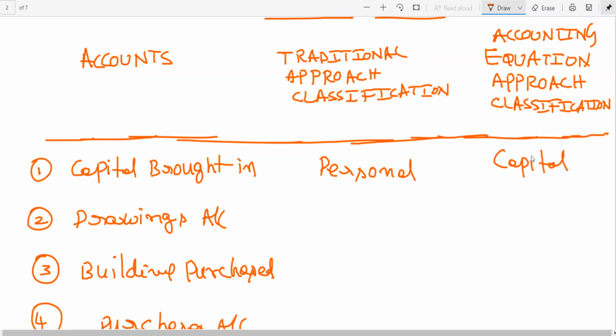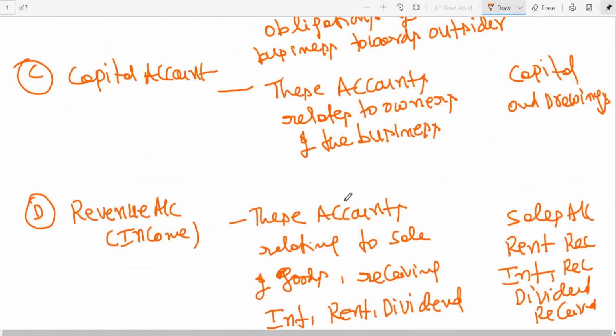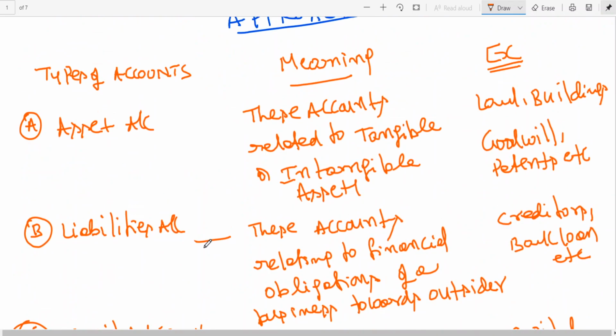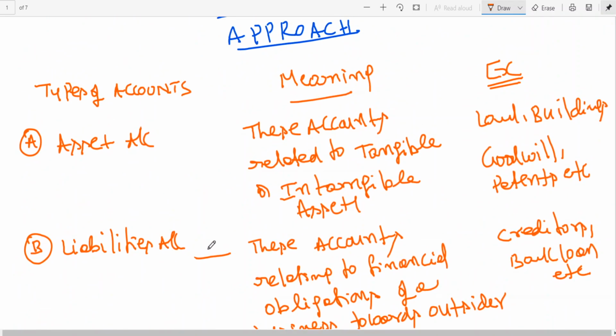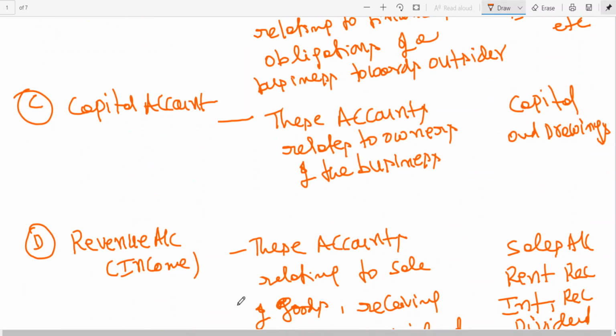See, today we have learned accounting equation approach. We have learned asset. You also learned the meaning of asset in terminology. Properties belongs to the proprietors. These are properties. Is called as asset. Liabilities. Financial obligation to outsiders. This we have already learned. Capital account. Contribution of the owner. Drawings amount withdrawn by the proprietor.